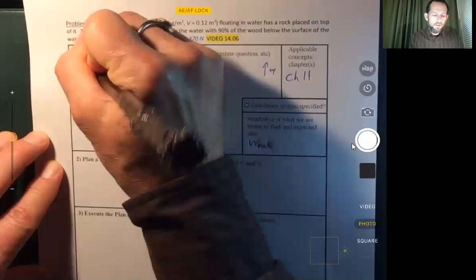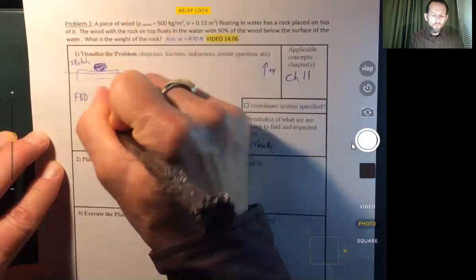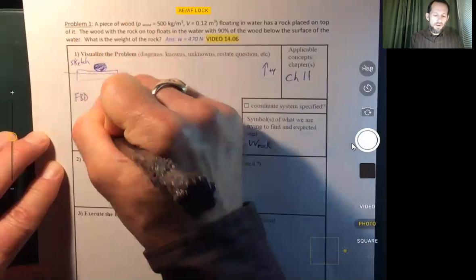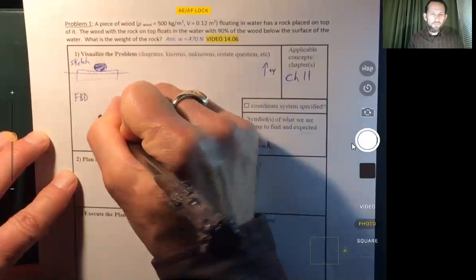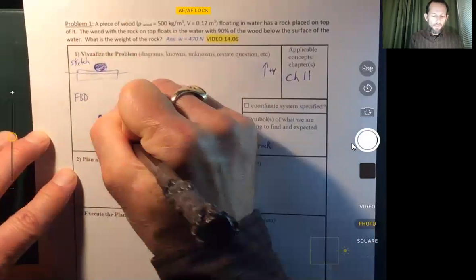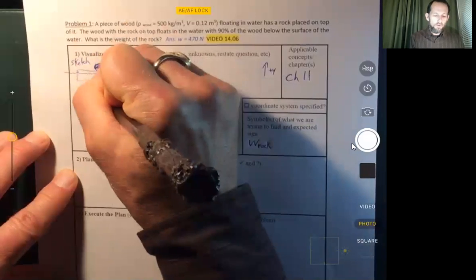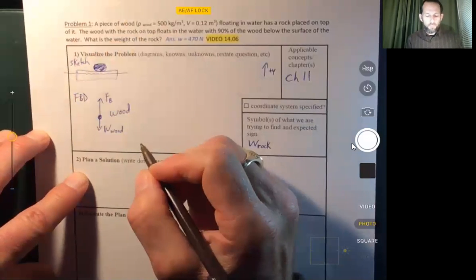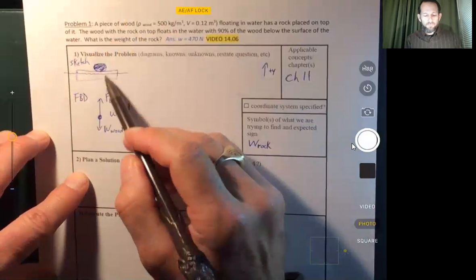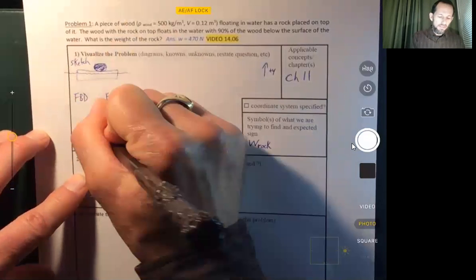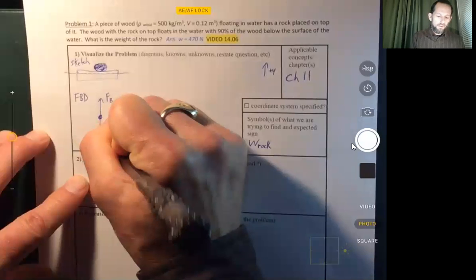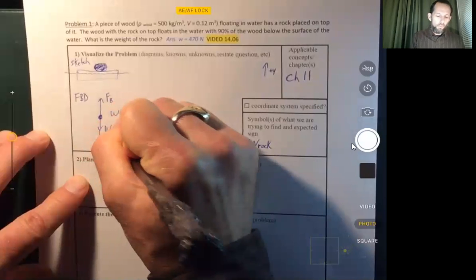We can also draw a free body diagram for the wood. All right, well, what forces are acting on the wood? There's the weight of the wood, and there is a buoyant force because it's displacing some water. And what else? Well, what else is touching this piece of wood? The rock is, and the rock is pushing down. And so this is the normal force of the rock on the wood.